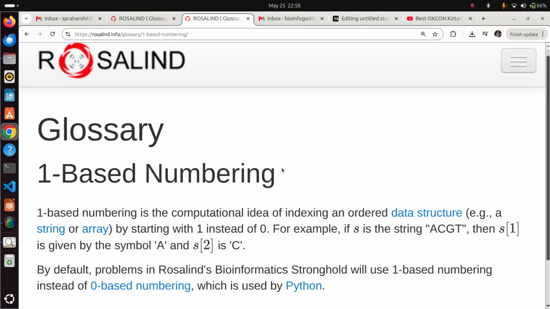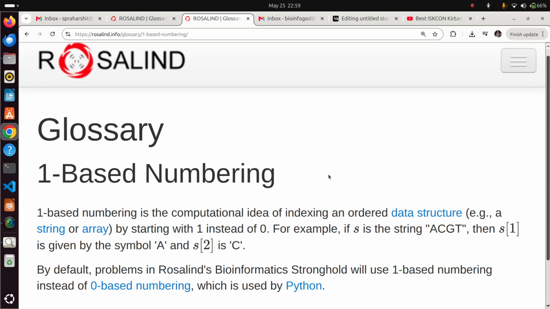Now coming to one-based numbering: it is natural number-based indexing, where the computational idea is to index the ordered data structure, such as the same exemplar of a genetic string or array, by starting with 1 instead of 0. For example, taking the same exemplar, ACGT, adenine, cytosine, guanine, thymine from 5 prime to 3 prime, S of 1 is A, adenine, S of 2 is C, cytosine, S of 3 is G, guanine, S of 4 is T, thymine. So we clearly see that in one-based numbering, the index position of the last element is the same as the length of the genetic string.